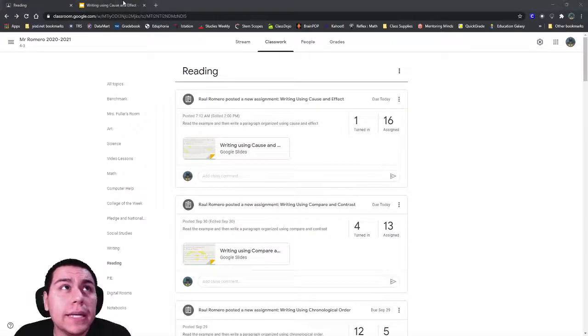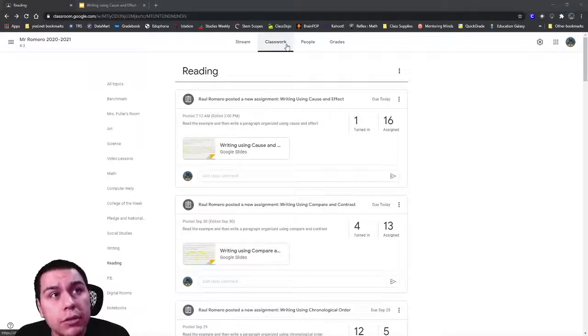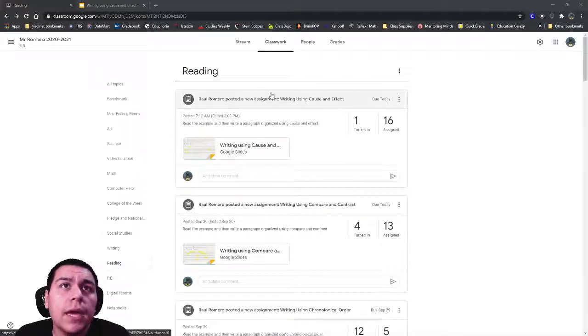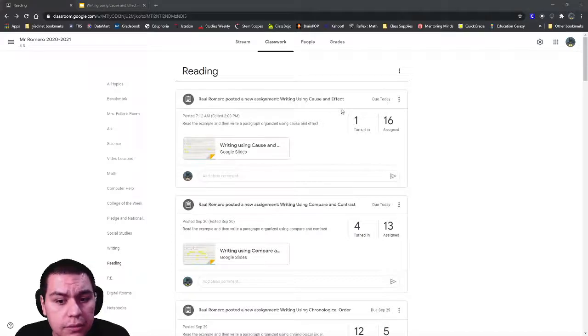You can find the second part, the next part we're going to do, in the exact same place as the one we just finished. You're going to go to classwork, you're going to click on reading, and we're going to click on writing using cause and effect.